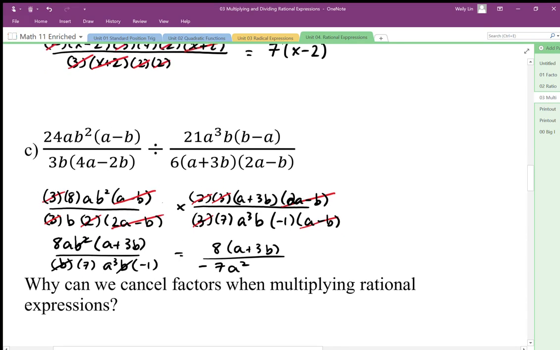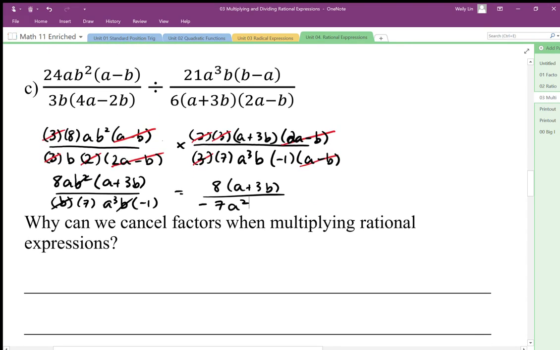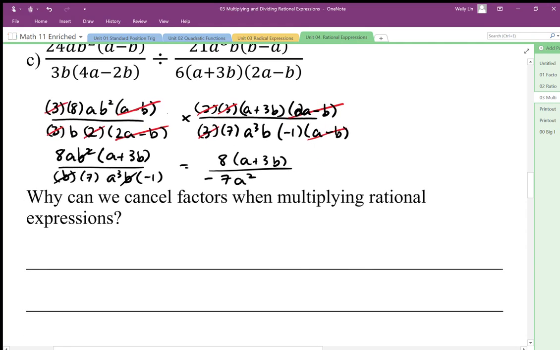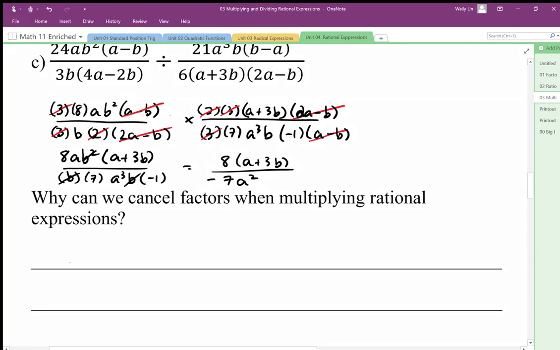So why can we cancel factors when multiplying rational expressions? Because in general, times undoes a divide. That's the reason why we cancel out factors. We're basically undoing a times with a divide.